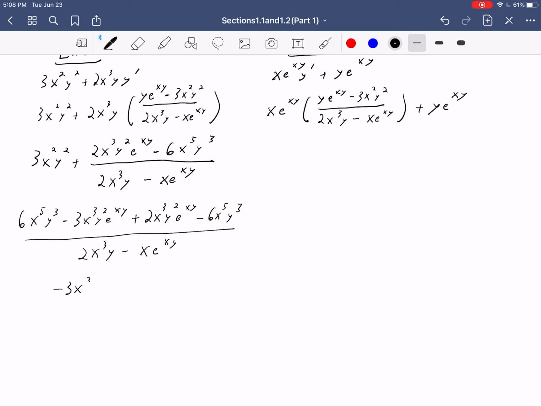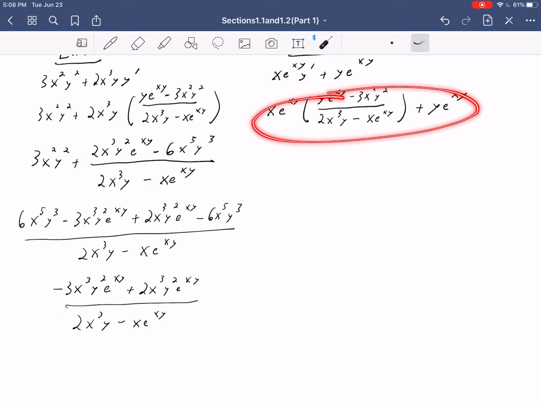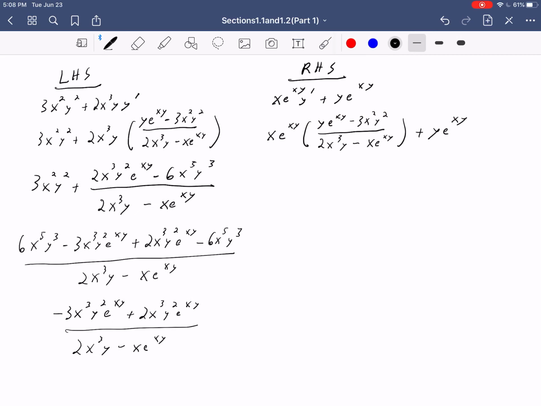So we've got minus 3x cubed y squared e to the xy plus 2x cubed y squared e to the xy over that denominator 2x cubed y minus x e to the xy. All right, we could mess around, maybe find some other simplifications here, but let's try the same trick over here and just see if we get something that looks equivalent.